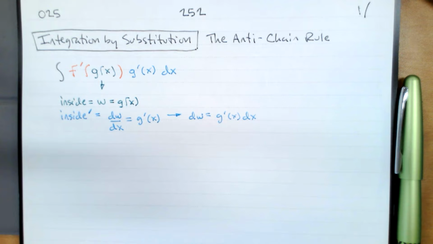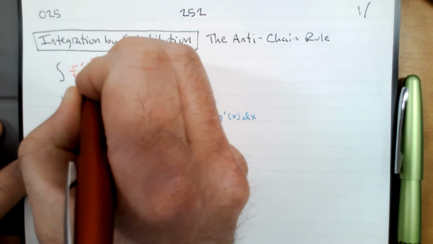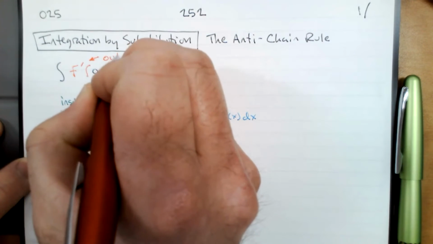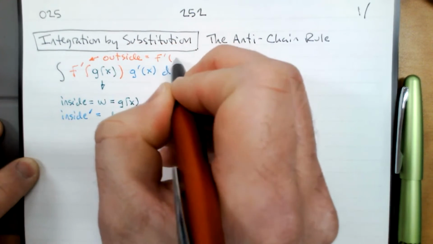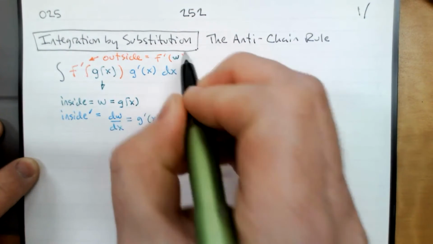While we're doing this, once we decide that we're going to do substitution, we should go back to our integral and think, what is the function that we're actually going to be integrating here? What is the outside function? That's the f prime. So we're not going to write this part down all the time, but in our mind, we should always be like, aha, if my inside is g of x, then the outside function is f prime of w. That's the thing that we're actually going to be integrating.